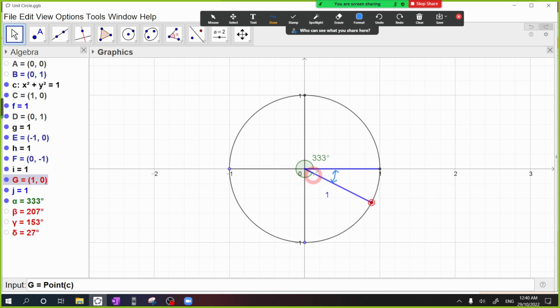A full turn is 360 degrees, right? So here is already 333 degrees. To get this angle alpha, the size of this angle, it will be 360 degrees minus 333 degrees, which is 27 degrees. Okay, so remember, to determine the reference angle, always look for the angle between the terminal side, where the angle stops, and the x-axis.